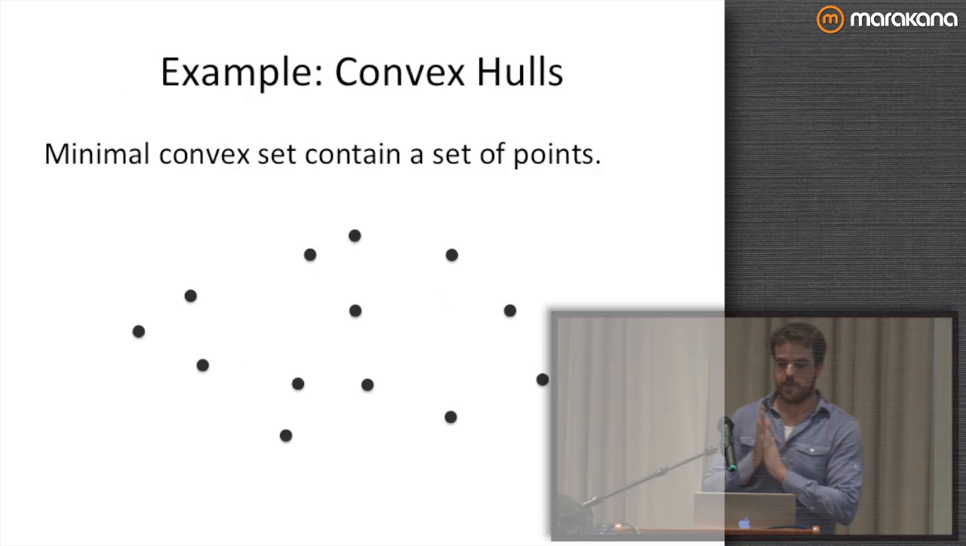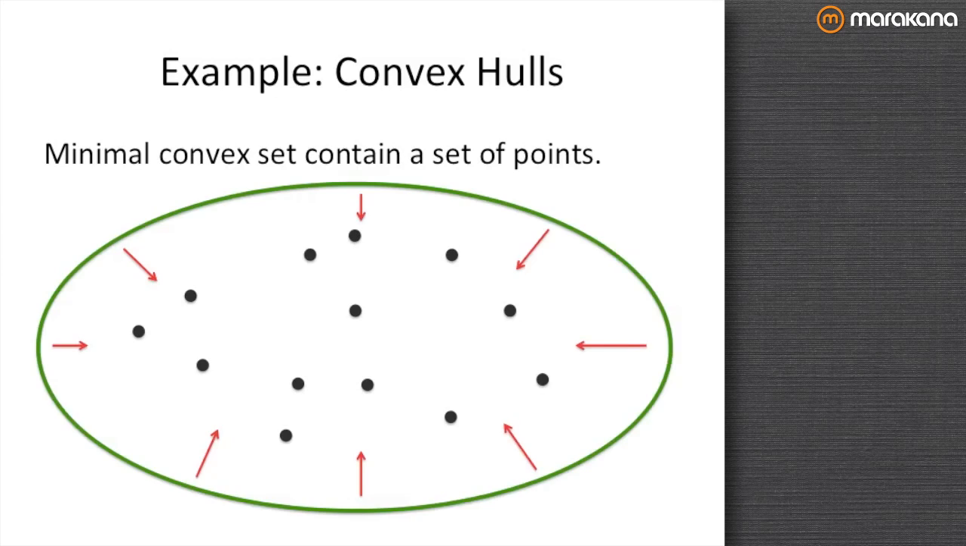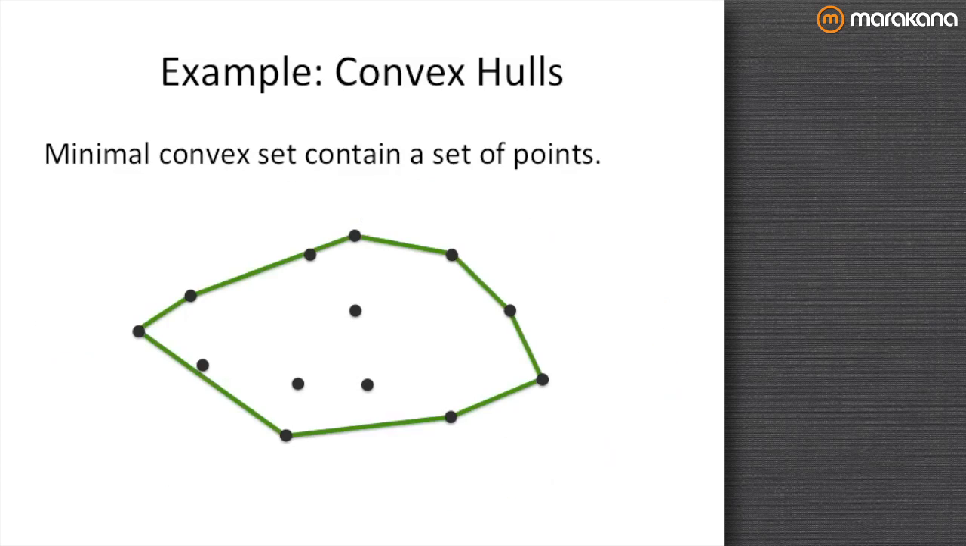So to give an example of this, we're going to talk about convex hulls. Technically it's the minimal convex set containing a set of points. However, the way you can think about this is if each of these points was instead a nail in a board, and we had an elastic, and we stretched our elastic around the points, and then we let it go. It would snap over and it would form this nice convex hull.